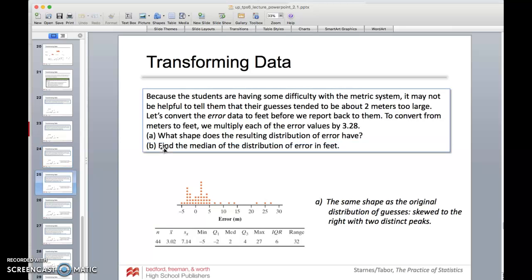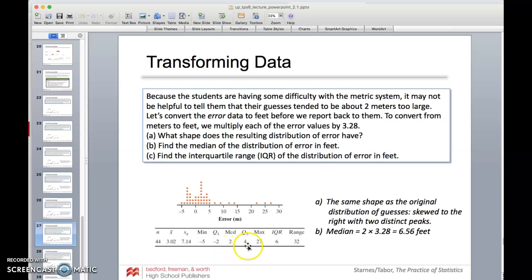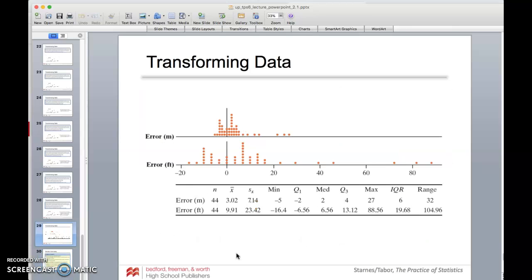The median of the distribution was 2, so we multiply that by 3.28 and get 6.56 feet. Now the interquartile range before was 4 minus negative 2, so the interquartile range was 6. Now we multiply that by 3.28, and the interquartile range is more spread out at 19.68 feet. You can see the original and what happens when we multiply by 3.28. It still keeps the same shape, it's just the numbers are spread out a little bit more. That's why the variability increases, whereas adding just shifts it without spreading it out any more.